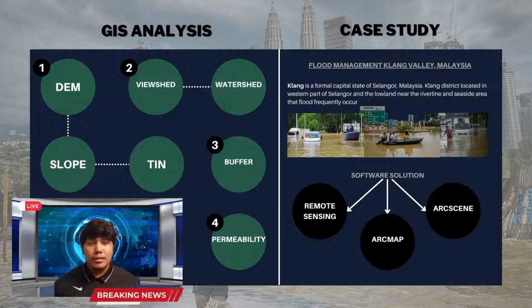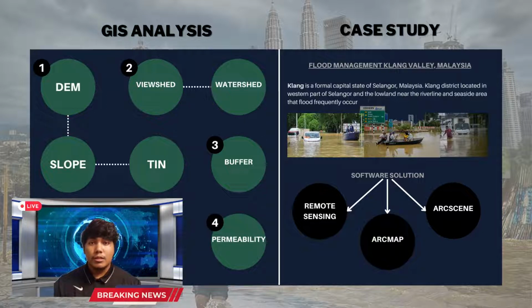For GIS analysis, there are three parts of analysis that we use to analyze the data in Klang, Selangor. First is terrain mapping and analysis, which is DEM, slope and TIN analysis. Second is viewshed and watershed analysis. The last is multiple ring buffer and soil type permeability. Based on our case study about flood management at Klang Valley, flash flood becomes an annual problem, especially during the monsoon season because of various issues.